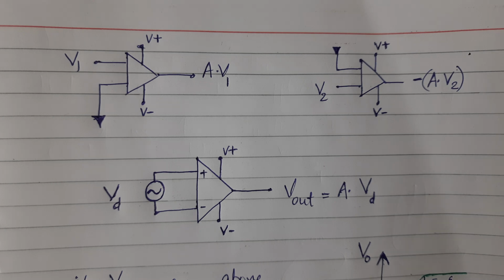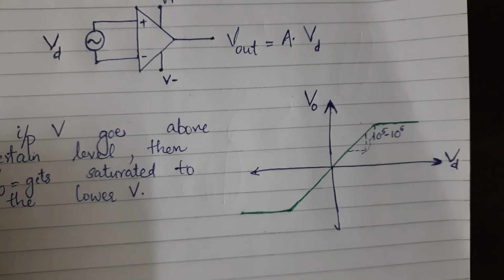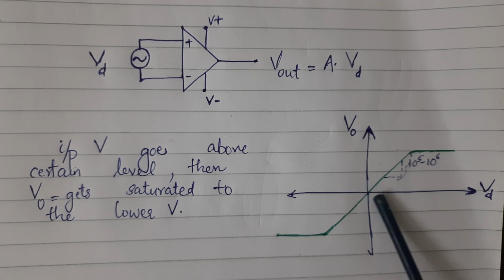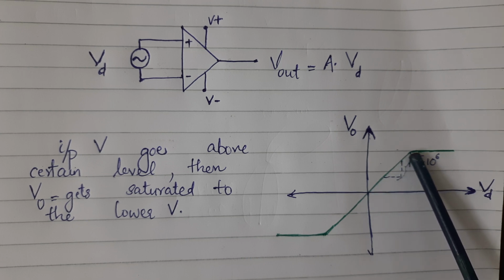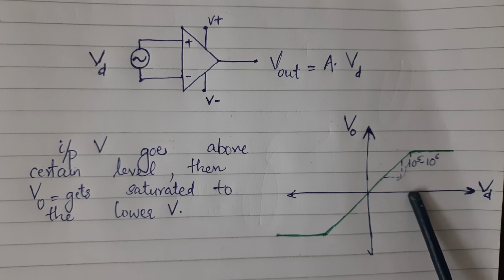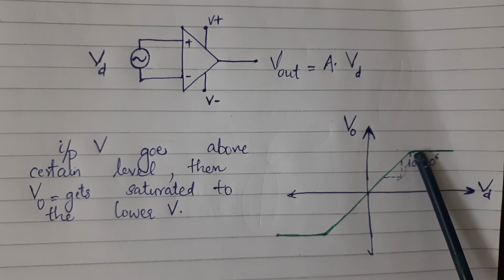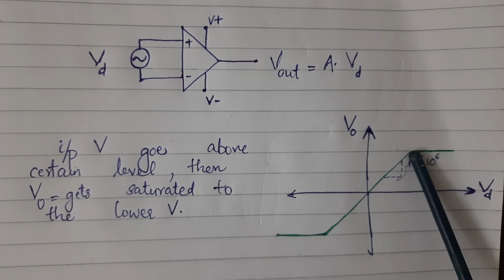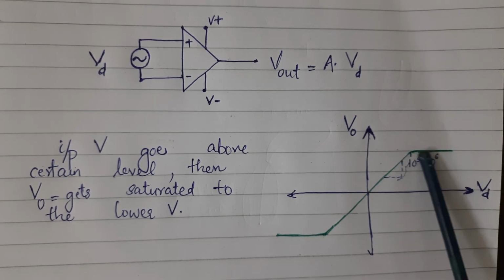If you see the characteristics of an op-amp, we can see that if the input goes above a certain level, the output will get saturated. As we increase the differential input, the output also gradually increases, and once it reaches a particular point, it will stop increasing. Whatever differential voltage we give after this particular point, the output voltage will be the same. That is, it gets saturated.